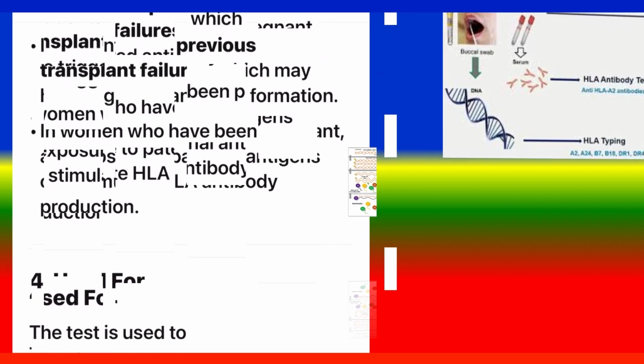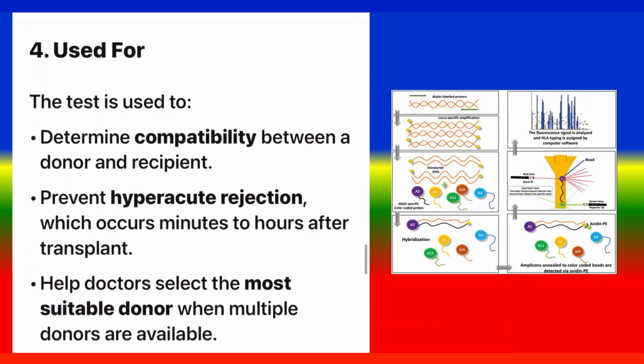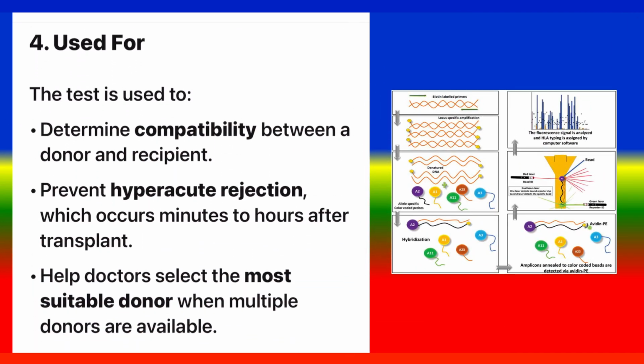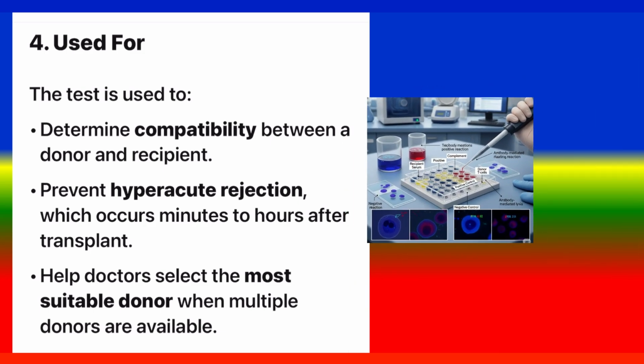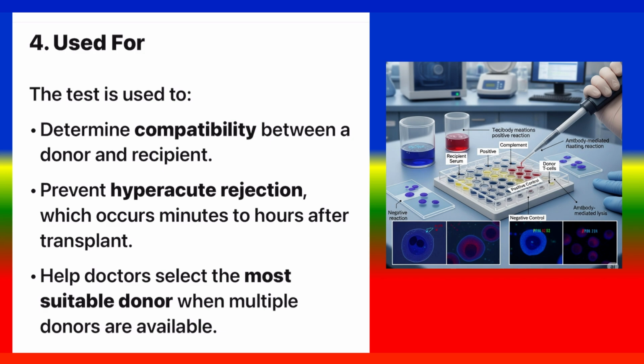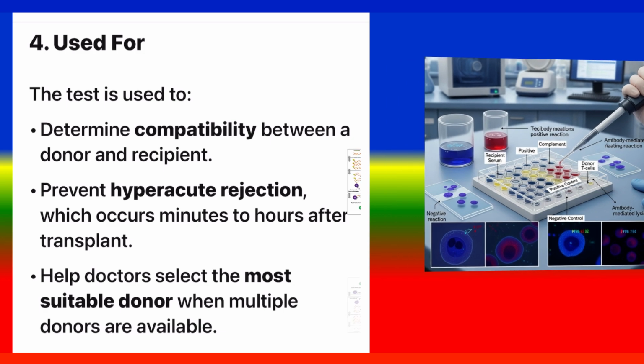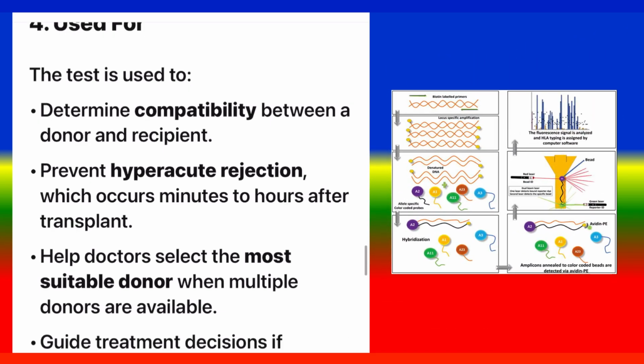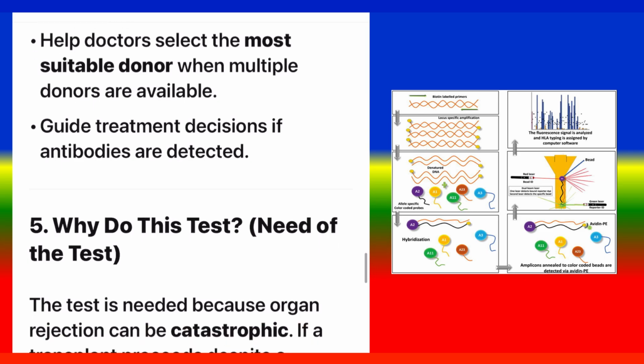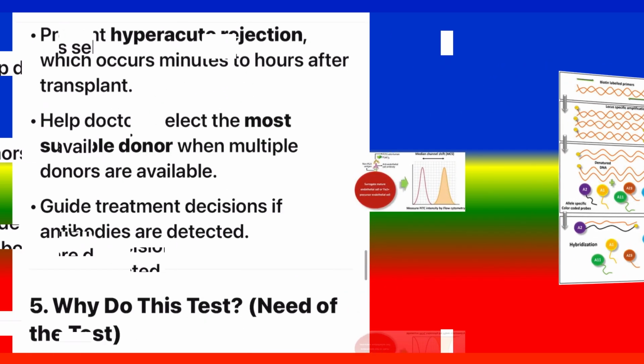stimulate HLA antibody production. 4. Uses. The test is used to determine compatibility between a donor and recipient, prevent hyperacute rejection, which occurs minutes to hours after transplant, help doctors select the most suitable donor when multiple donors are available, and guide treatment decisions if antibodies are detected.